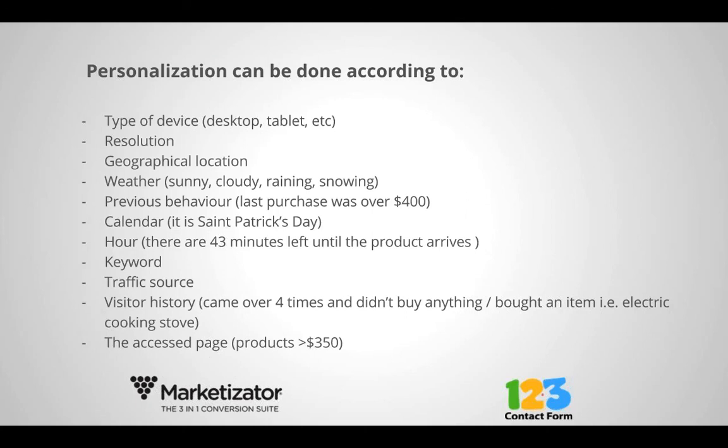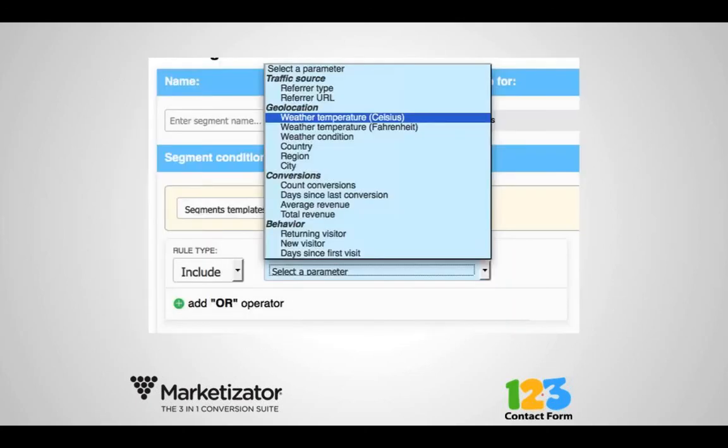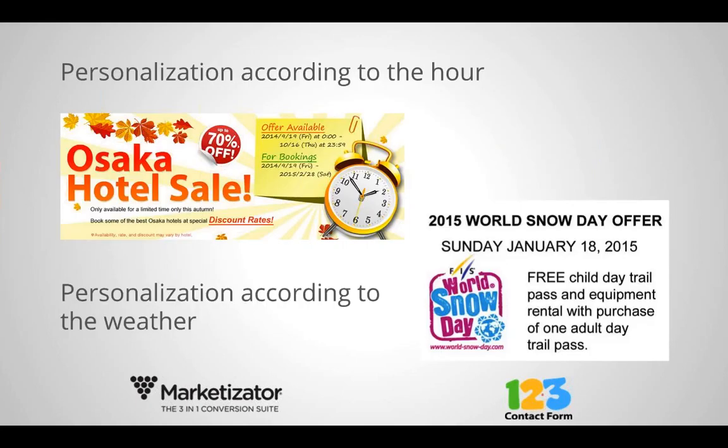by tomorrow. You can use the visitor history, the accessed pages, the amount of products that they have in their cart, if it's about an e-commerce. So you can use all this data so that you can dynamically adjust the website to the visitors. Here is an example about how easy it is to create these kinds of segments through our platform. You can use the geolocation and the weather temperature.